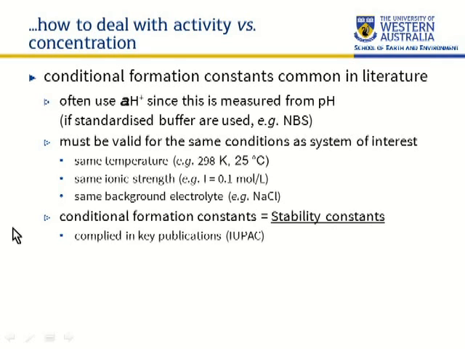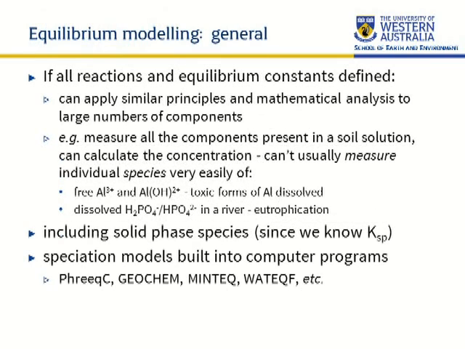So often what we find in the literature are what we call stability constants, which are valid only for a certain temperature, ionic strength, and a particular type of background electrolyte even. As long as we know the conditions, we should be able to correct for them.